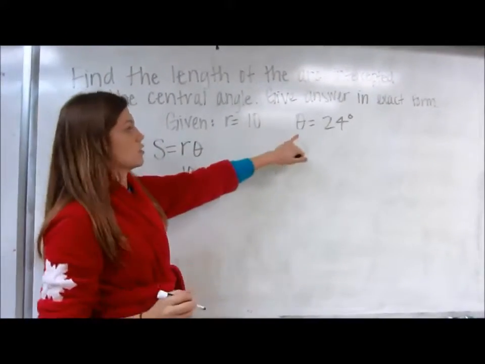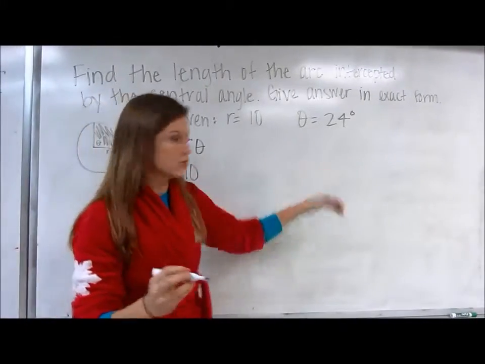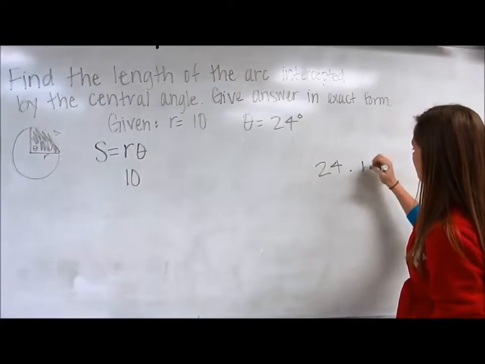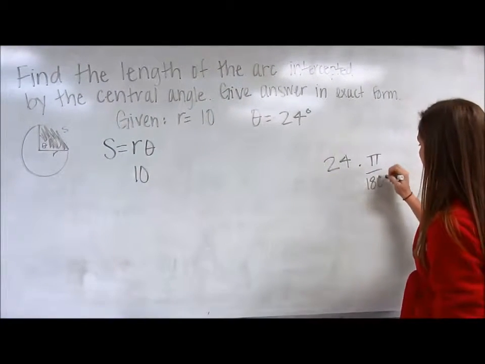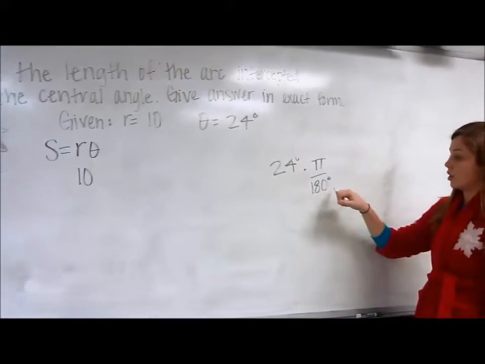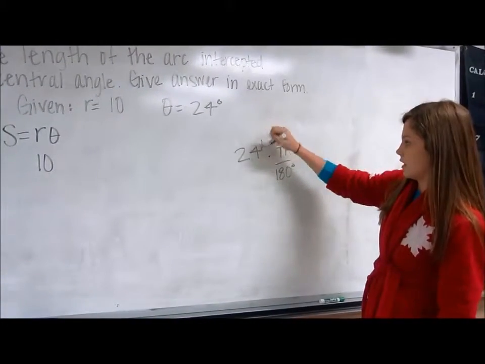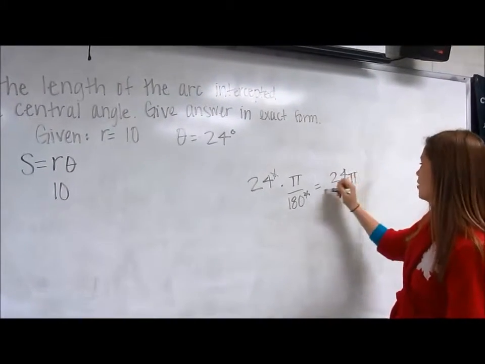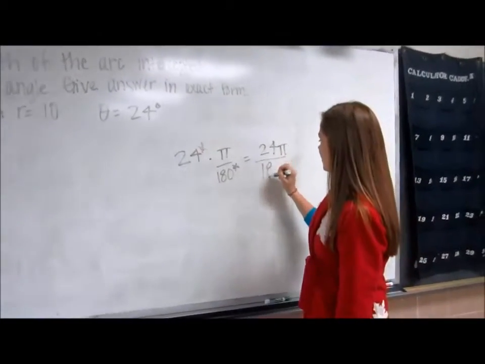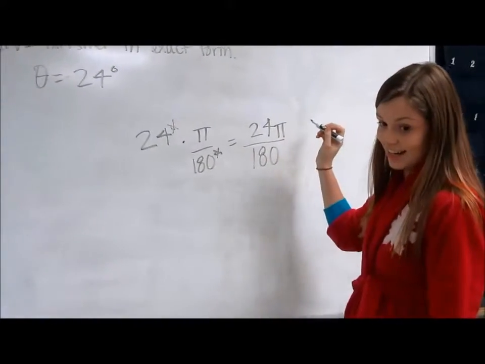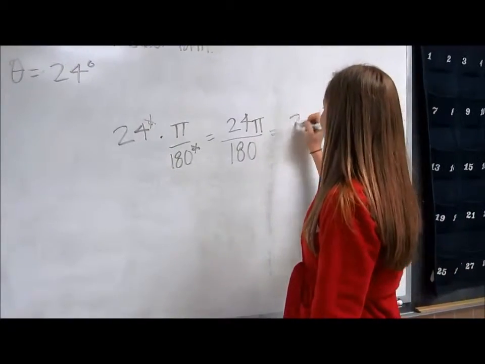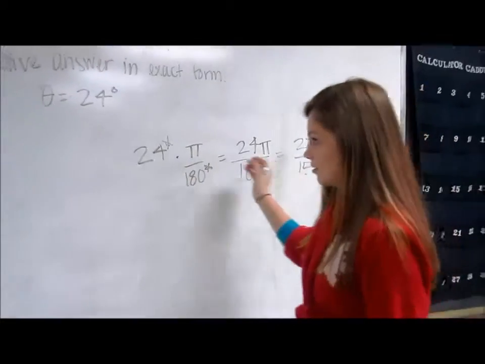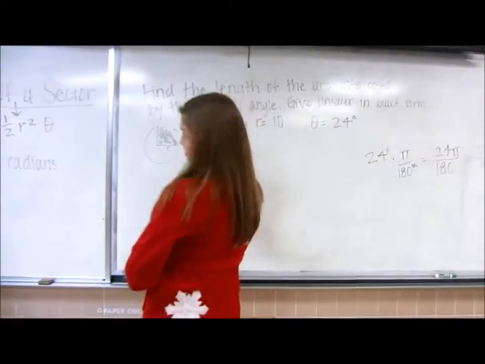And then our theta is 24 degrees, but it always has to be in radians. So we're going to do 24 times pi over 180. And then you always put the 180 degrees on the bottom so you can cancel out the degrees. And then it's top times top, bottoms times bottom. So it's 24 pi over 180. And when you simplify that, it is 2 pi over 15. Okay, so that equals our theta. So now we can plug that in to our equation.